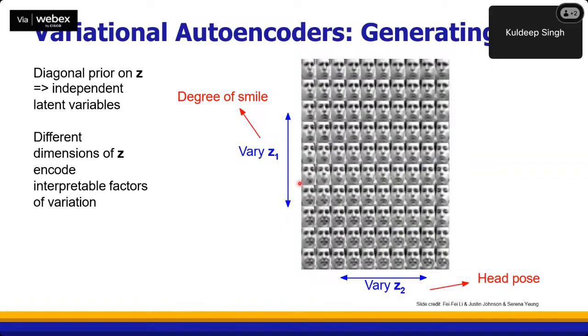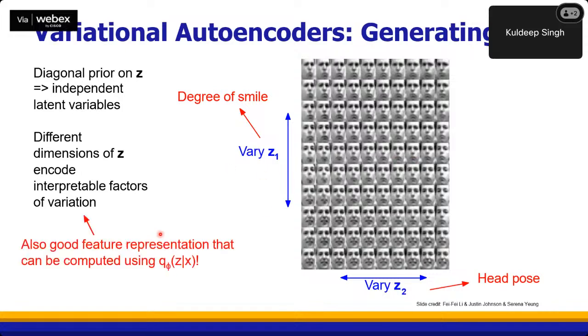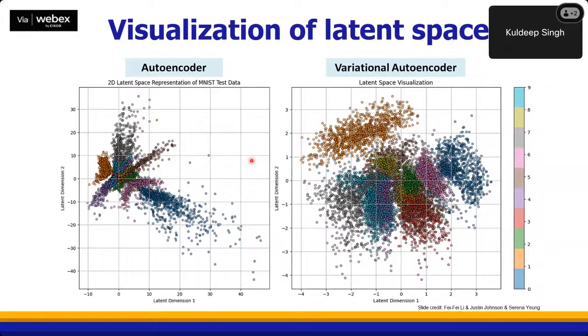If it is more nearby the mean of these latent attributes, you will have similar kind of data being generated. So now, basically, this can be a good feature representation. This latent space representation is a good feature representation.